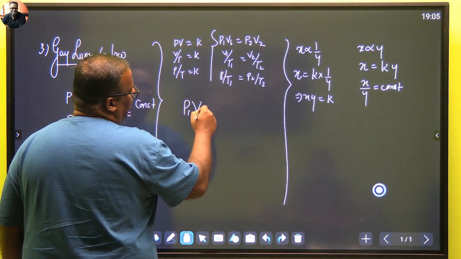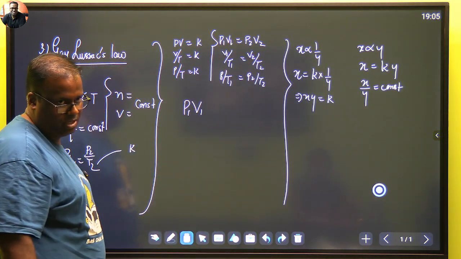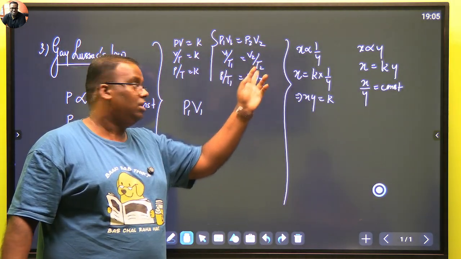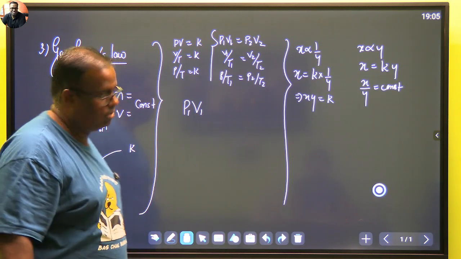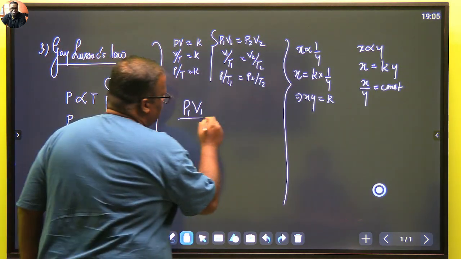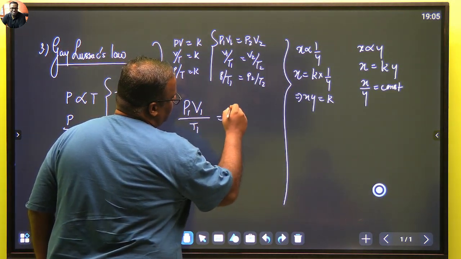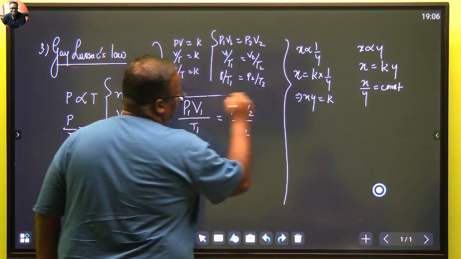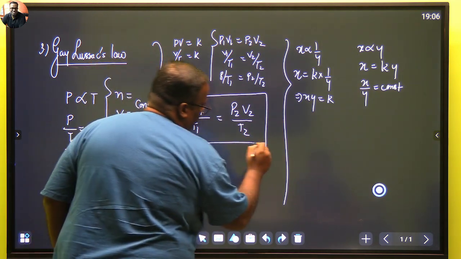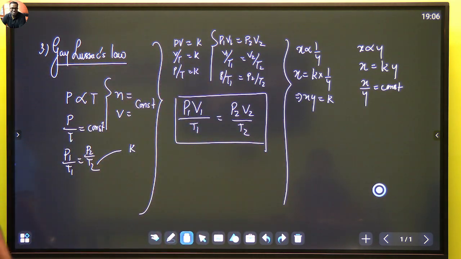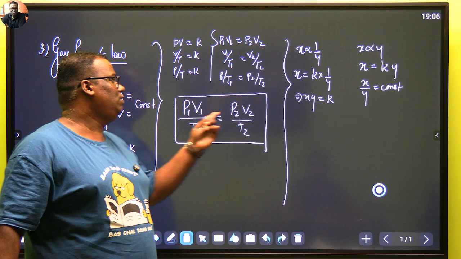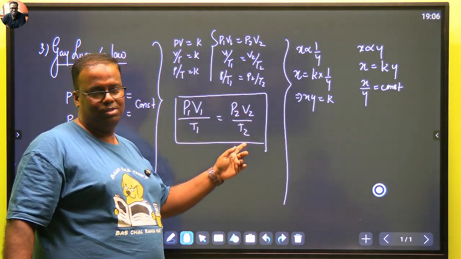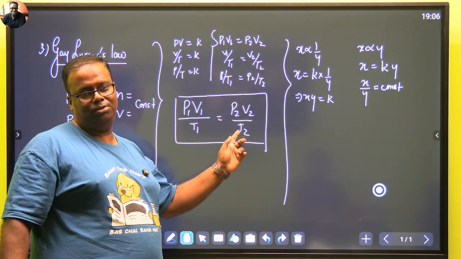P1, V1 is always on top. V upon T is a constant ratio. And P upon T is also a constant ratio. So if you combine these two, you can write P1 V1 by T1 is equal to P2 V2 by T2. This is when the three laws are combined together. See, the relation is maintained. P1 V1 equal to P2 V2. V1 by T1 is equal to V2 by T2. P1 by T1 is equal to P2 by T2.